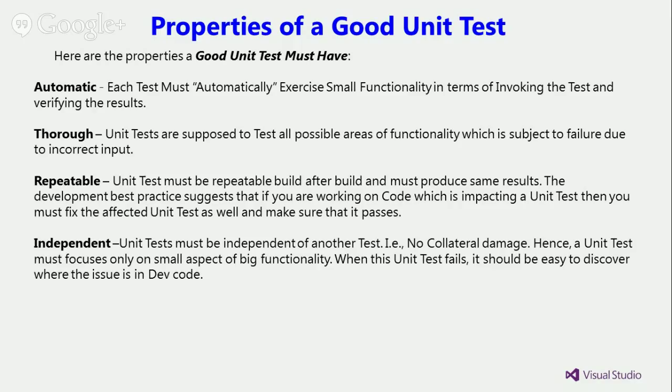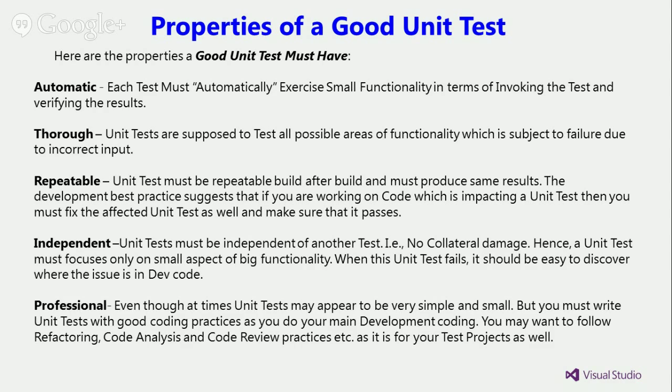So you need to focus on small aspects of big functionality. Make sure that unit tests are not failing, and if they are failing, you discover it and you fix it in the development code, rerun the tests, and only then you check in. Professional. I'm sure everybody is a good developer. They write very clean code, well-structured code with good comments, using the right data structures and all. Same thing goes with unit tests. Many times I have seen people write unit tests in a very ugly way. They do not follow the same coding practice which they have followed for their development code.